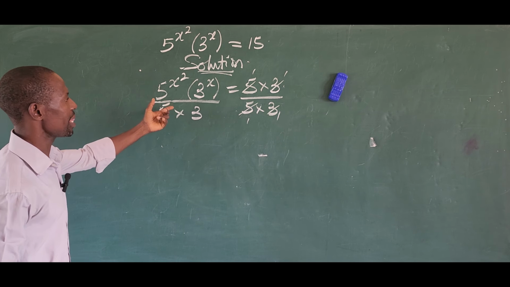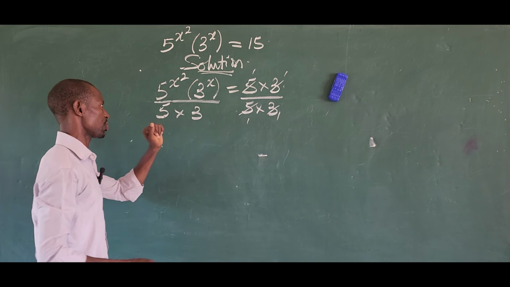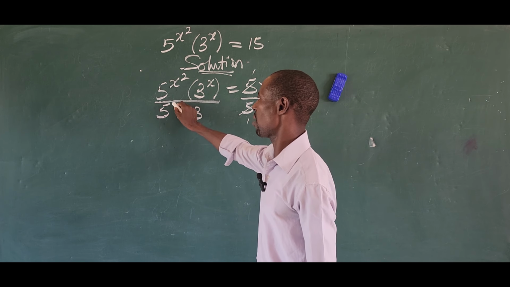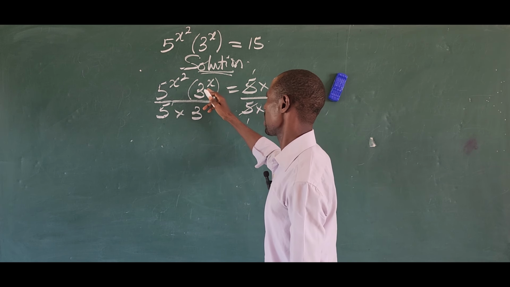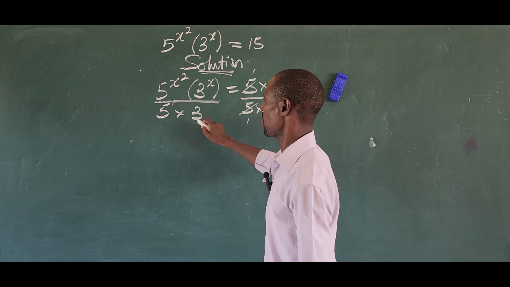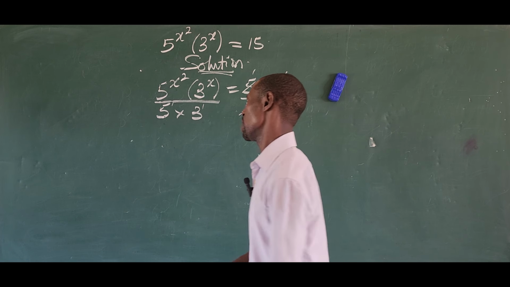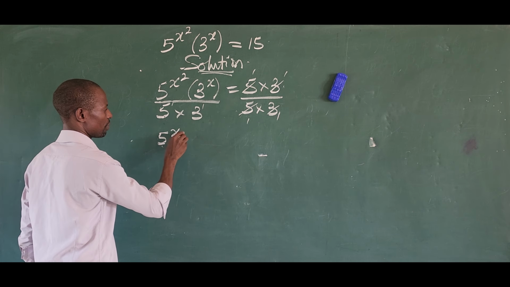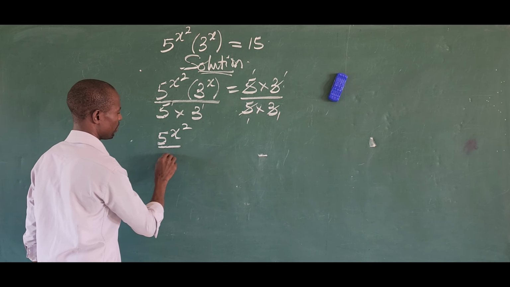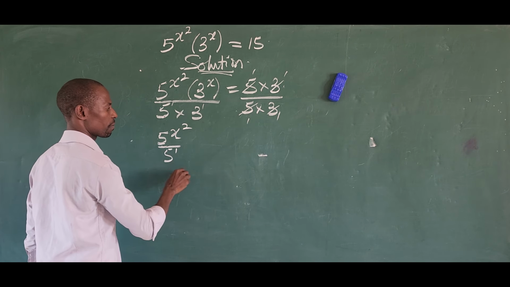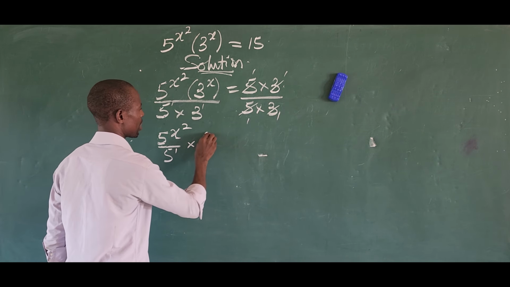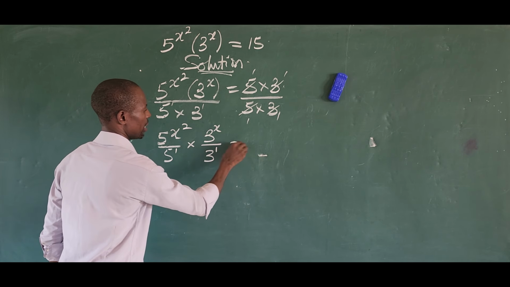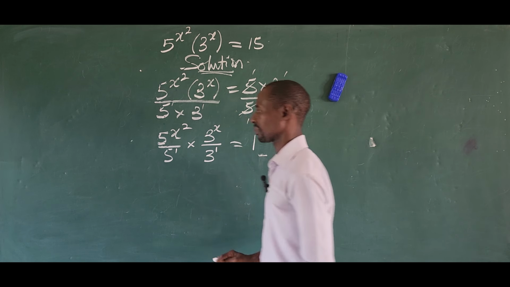Good. So we can rewrite this expression because we have 5 as the base number here, 5 is also down here, and the power here is 1. Here we have 3 to the power of x, and the power of 3 here is 1 also. So let's separate these two things. We're going to have 5 to the power of x, squared, all over 5 to the power of 1, then times 3 to the power of x, all over 3 to the power of 1, everything equal to 1.